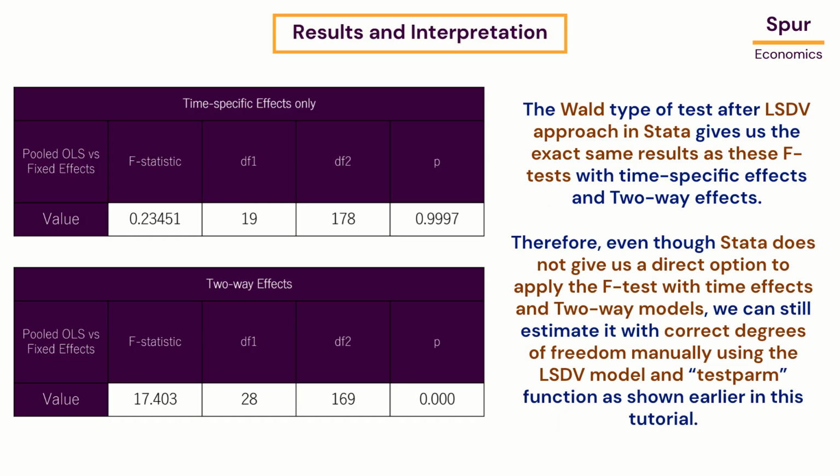The Wald type of test after the LSDV approach in Stata gives us the exact same results as these f-tests with time-specific effects and two-way effects. Therefore, even though Stata does not give us a direct option to apply the f-test with time effects and two-way models, we can still estimate it with correct degrees of freedom manually using the LSDV model and testparm function as shown earlier in this tutorial.